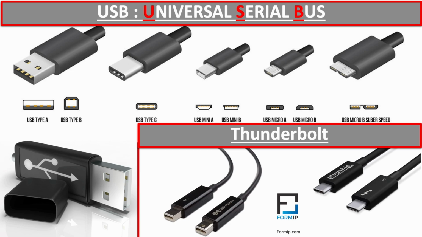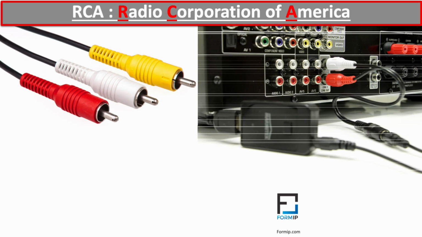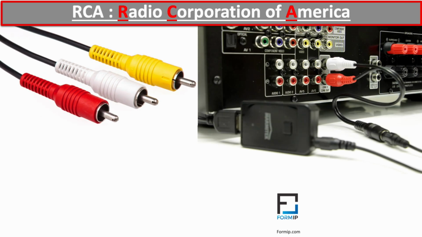We are now going to talk about the connector which is called RCA. RCA stands for Radio Corporation of America. The RCA is a very old connector, which arrived in the 40s. It is mainly used to carry video and audio signals. This type of connector is very often used in groups of 3: a yellow, a white, and a red. White and red are used for audio and yellow for video.